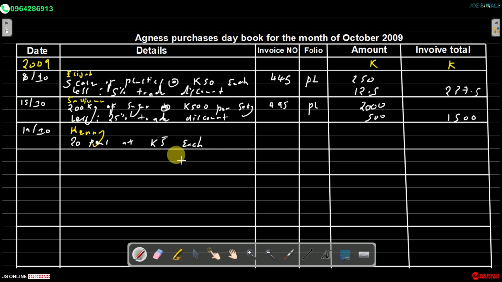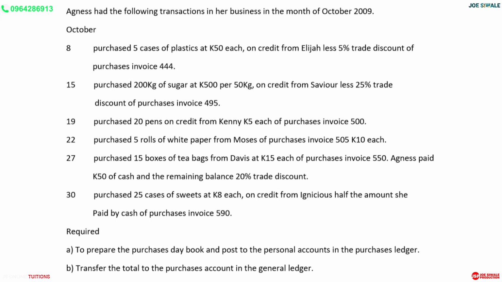So to find the amount there, I'm going to say 20 multiplied by 5, and the answer that I'm having is 100. Since there is no trade discount, that 100 is going to come direct here. Then we know that the invoice number there is 500, so we're going to say 500. Then there we're going to have PL. Let us look at the next transaction. So the next transaction occurred on the 22nd of October. Purchased 5 rolls of white paper from Moses of purchases invoice of 505 at 10 kwacha each.